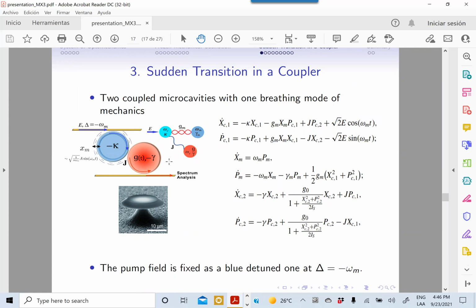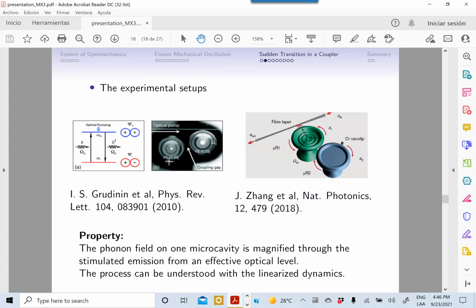Previously, experiments realized this kind of system already, but the purpose is different. Their purpose is to magnify the breathing mode in certain ways. If the coupling and the pump are adjusted to a good value, the vibration on one of the mushrooms, one of the microcavities, will be magnified, becoming stronger and stronger. It's called the phonon laser. It's just like the light field being amplified in a laser. It's a phonon version, a mechanical version of a laser.